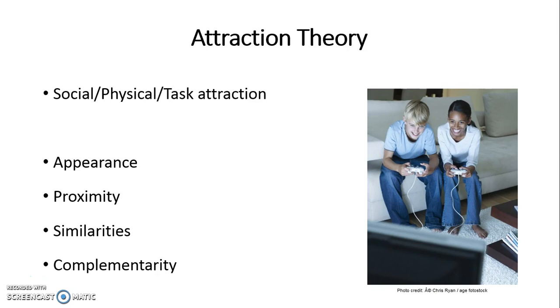Attraction theory is simply that there are certain factors involved that will make us more likely or less likely to engage in developing an interpersonal relationship with someone. So the more attractive they are, the more likely we are to engage. The less attractive, we're less likely to engage. Now keep in mind there are different levels of attraction.